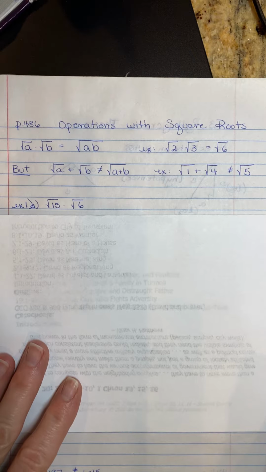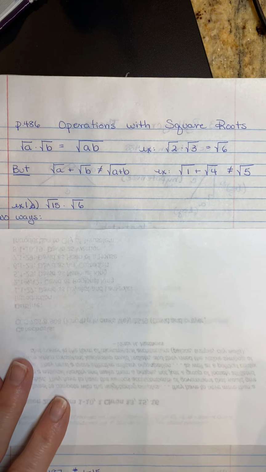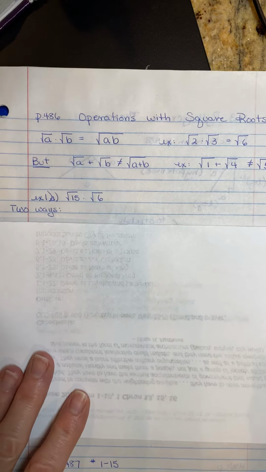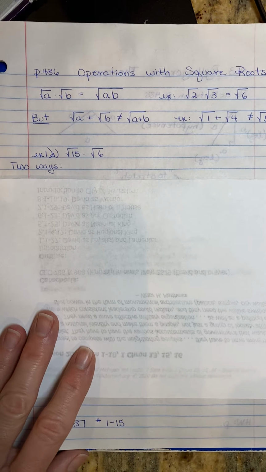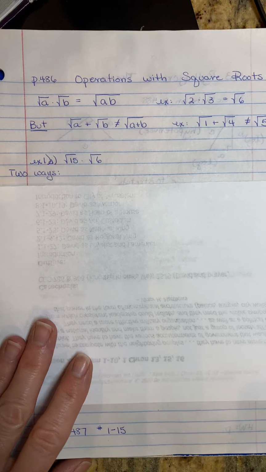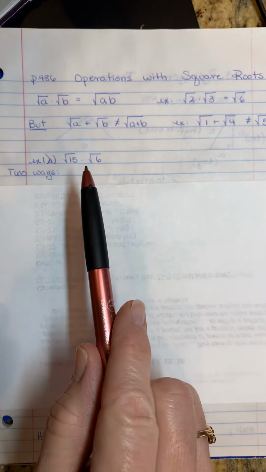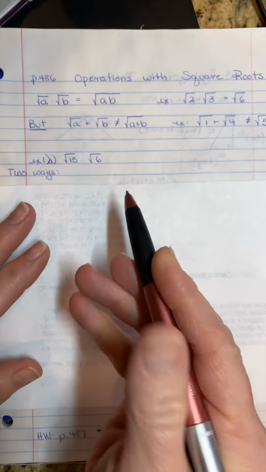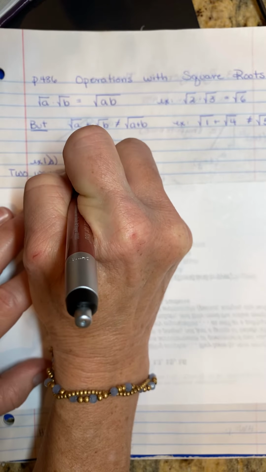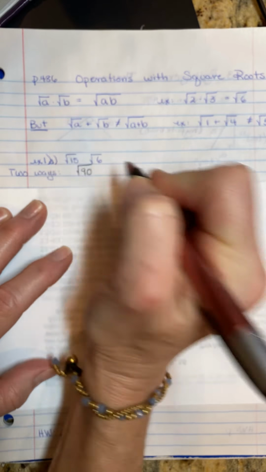So let's take a look at two ways that we could simplify the square root of 15 times the square root of 6. And this is example 1 in your book. So notice in your book, they combine 15 times 6 and they get 90. So we have the square root of 90.